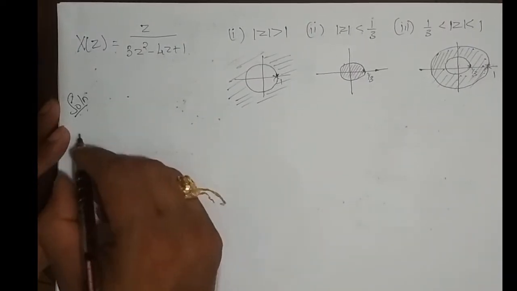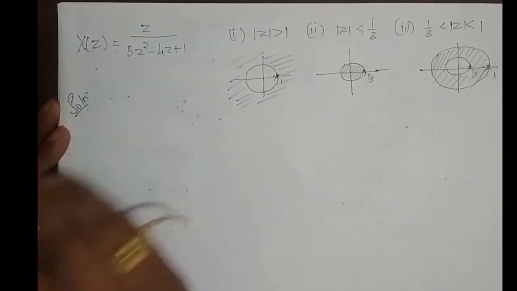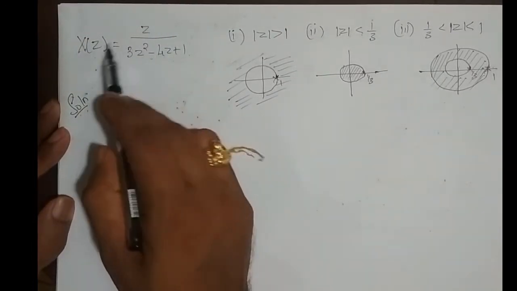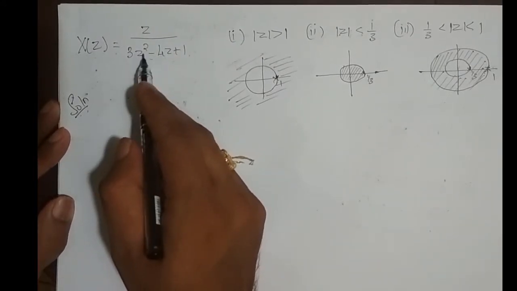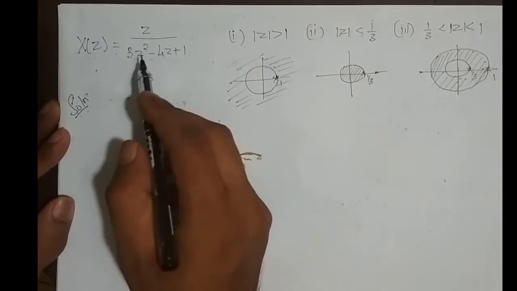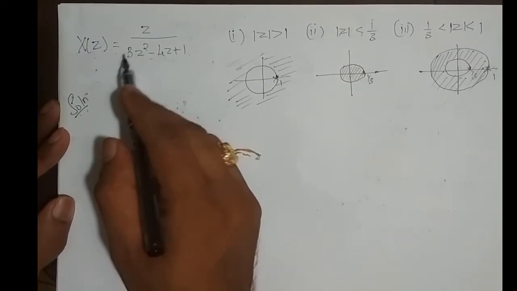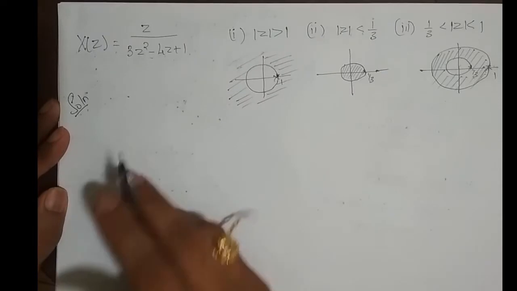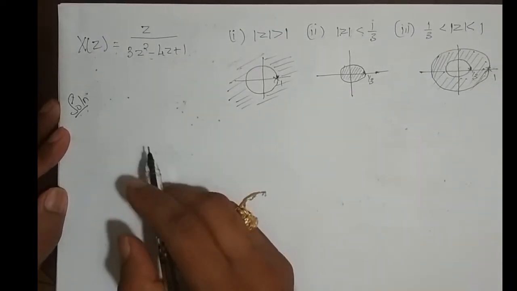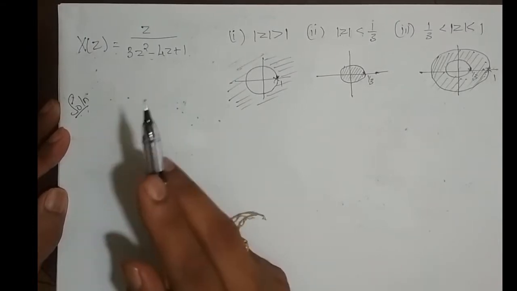So, the first step I need to do is bring this in the form of X of z by z. Before that, make sure that all the powers of z on the right hand side are positive. If the power is negative, you have to convert it to positive. That we shall see in later problems. Here we are on the safer side because all the powers of z are positive, so we can proceed.